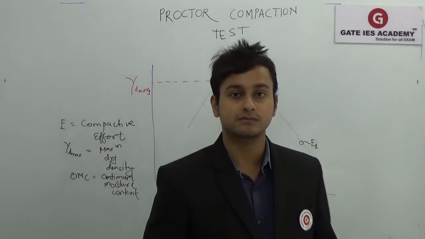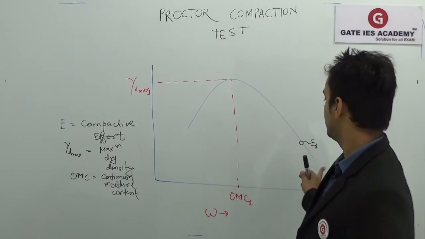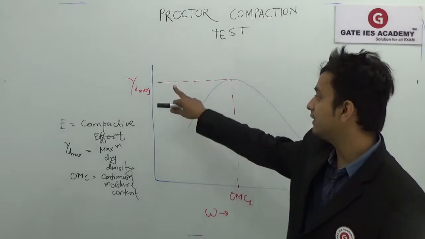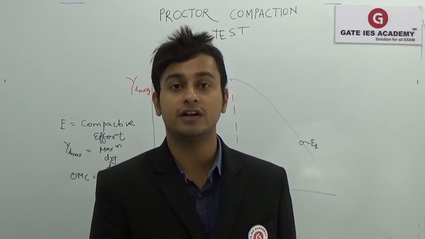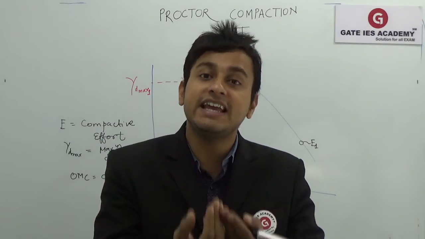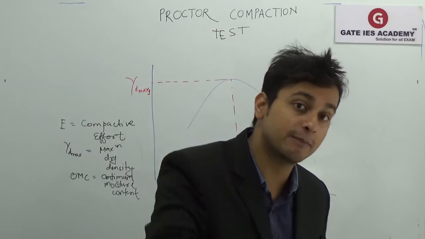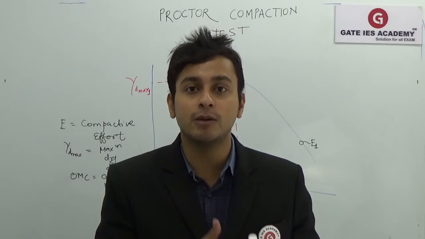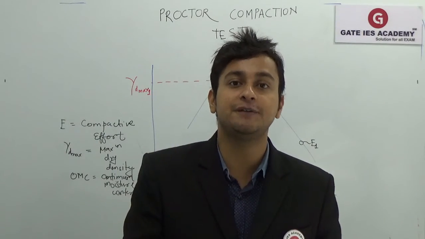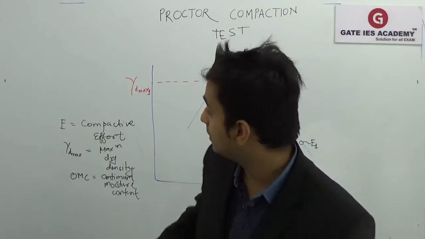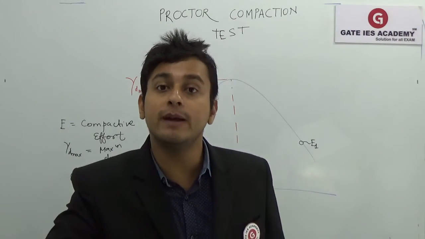Okay. Now this is the compactive energy provided in the first case, which gives me OMC 1 and gamma d max 1. Now what if I increase my compactive effort? In the next case, the compactive energy I am providing is increased. Obviously there will be more compaction, early compaction. So the gamma d max achieved will be higher as compared to this one. Obviously that will be happening. But what about the OMC now?